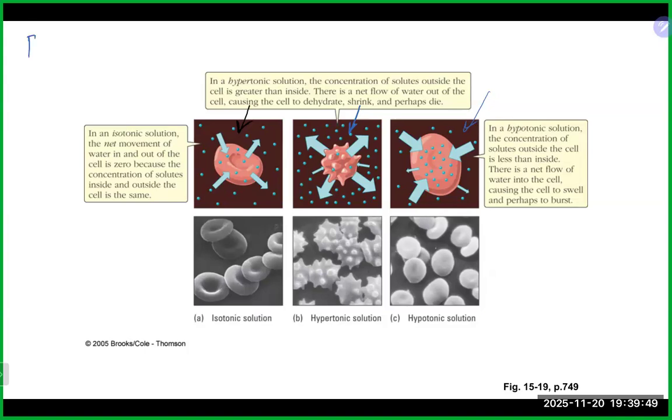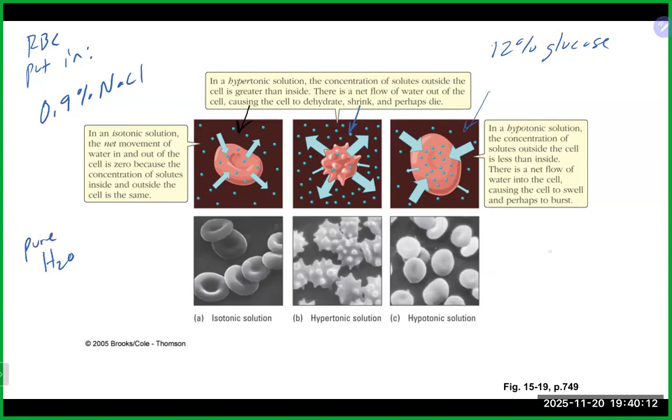So if I took a red blood cell and put it in the following solutions: 0.9% sodium chloride, 12% glucose, pure water, and 0.1% sodium chloride. For each of them, what will happen to the red blood cell? Will it shrink? Will it swell? Will it be okay? Will it go through crenation? Take a moment there for each of those and decide.